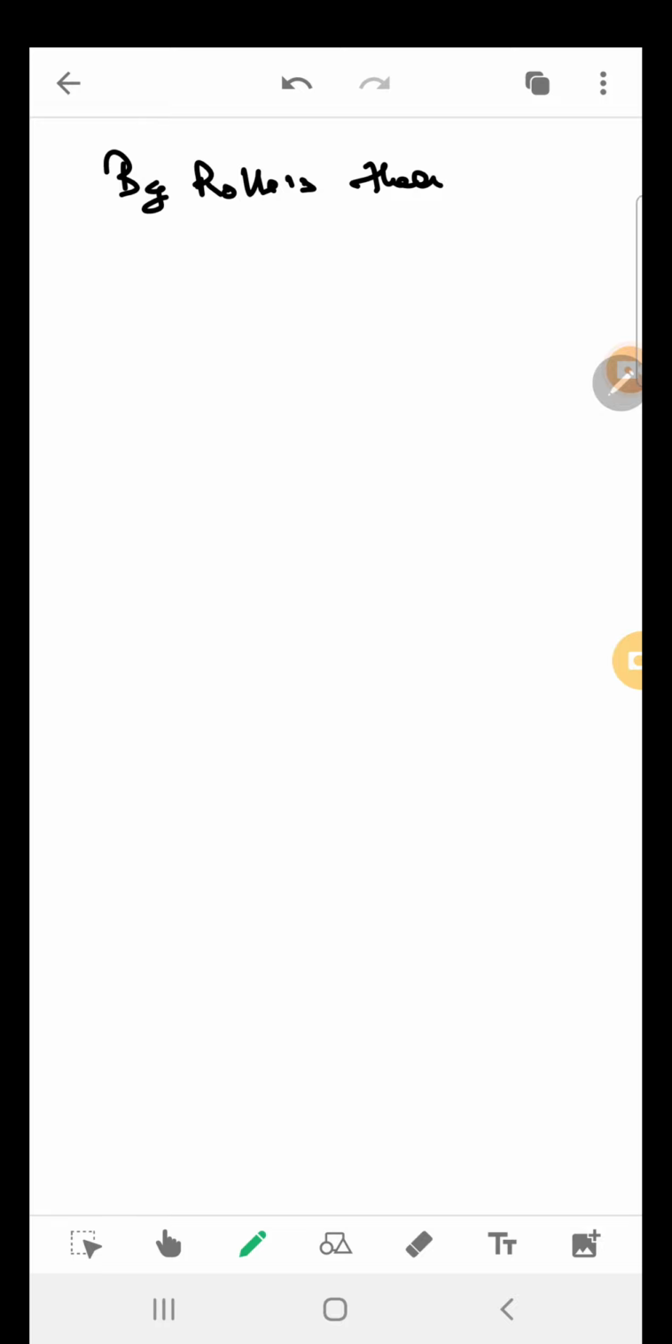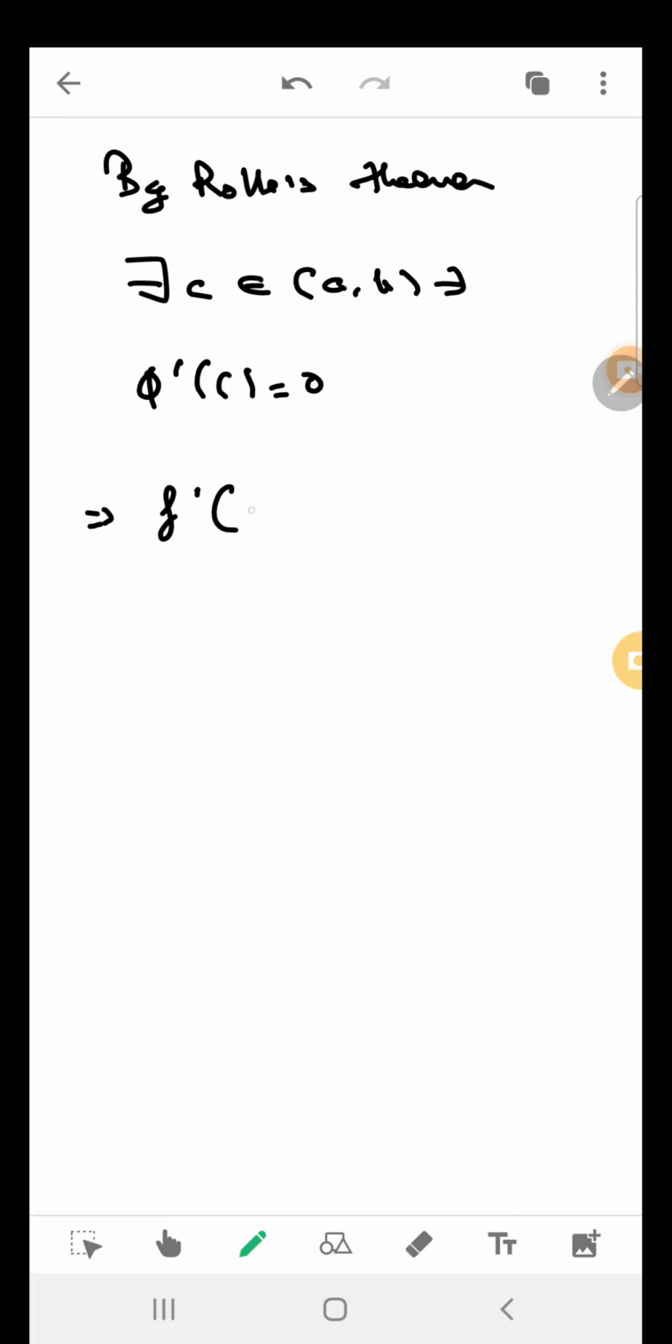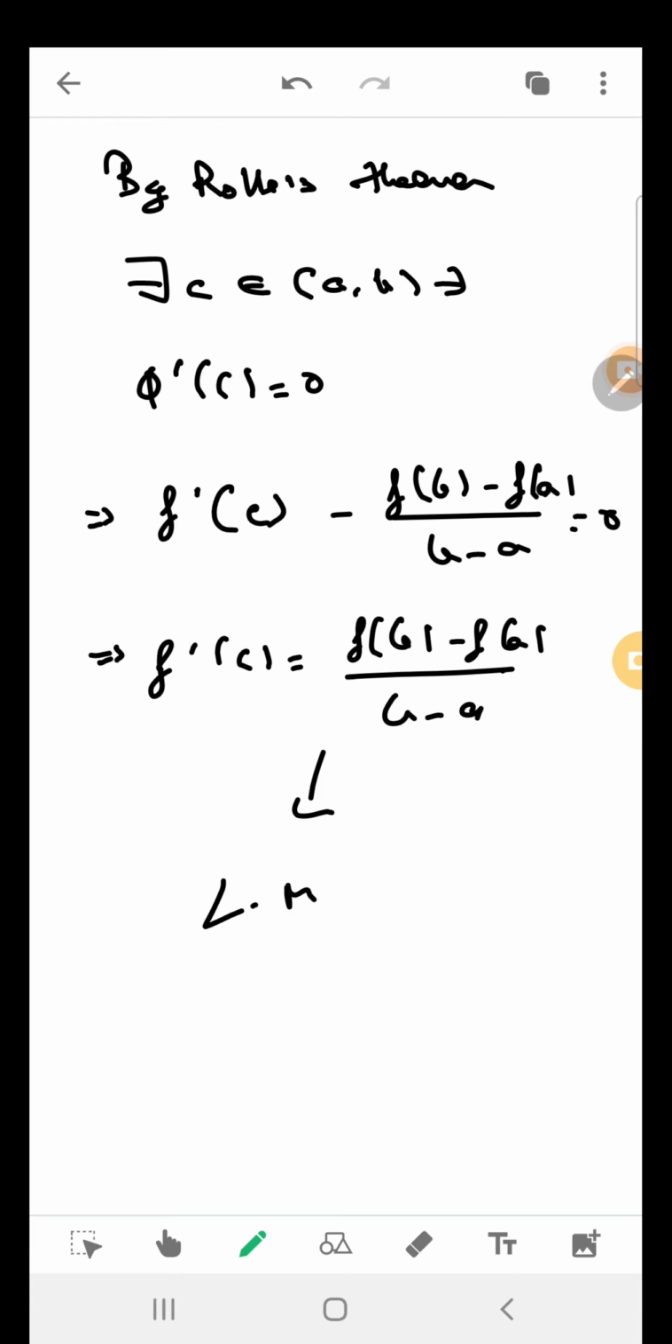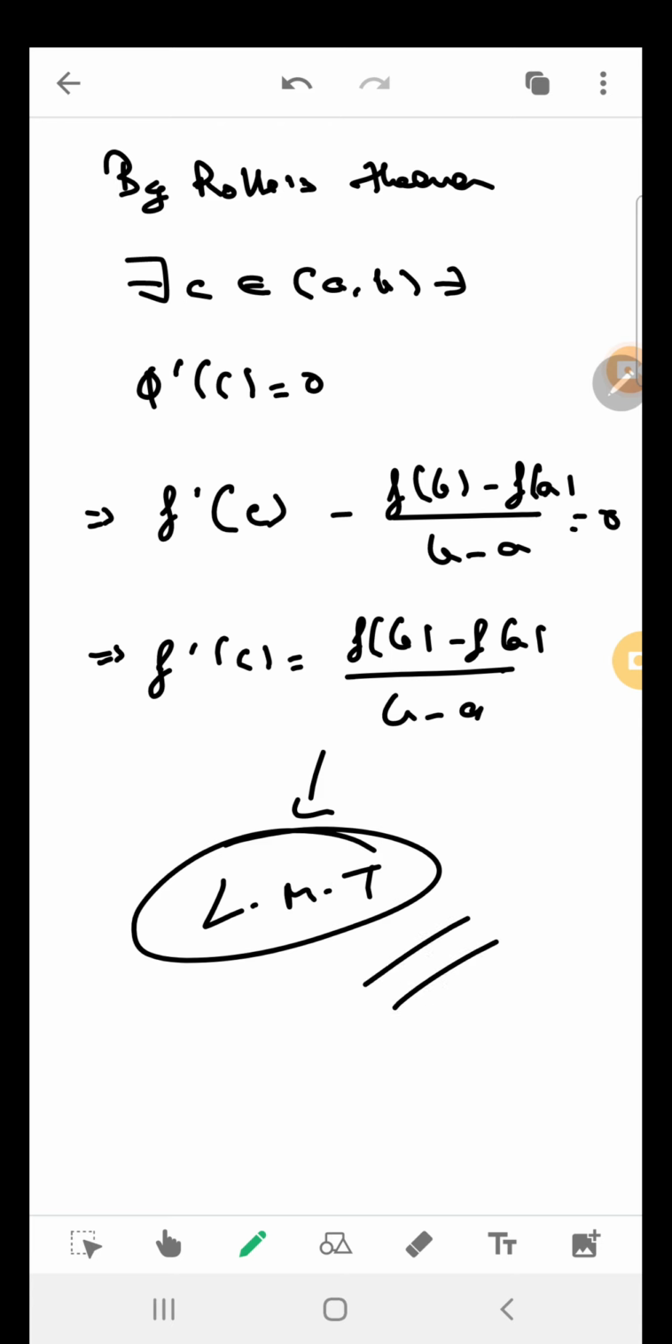So from here, by Rolle's theorem, there exists some c which belongs to the interval (a, b) such that phi dash c is equal to 0. That implies f dash c minus (f(b) minus f(a)) over (b minus a) equals 0. That implies f dash c is equal to (f(b) minus f(a)) over (b minus a). And this is your Lagrange's mean value theorem, LMVT, whatever you can call it. So this is its proof using Rolle's theorem.